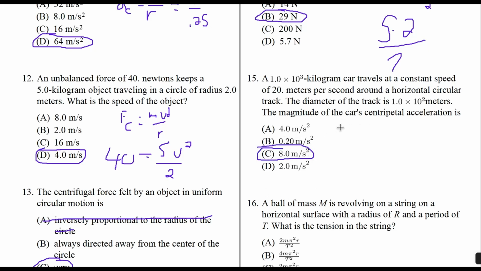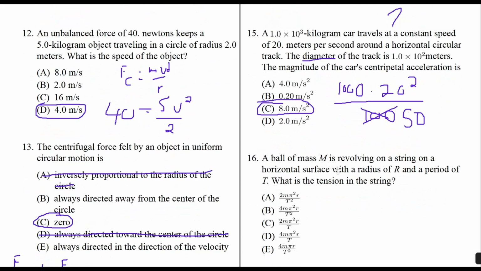Same idea. We have the mass being 1,000. We have the speed being 20, and the diameter being 100. But of course, we don't want the diameter; it's the radius. So this is not going to be 100; it's going to be 50. So be careful with that. That's probably the only tricky part about this.